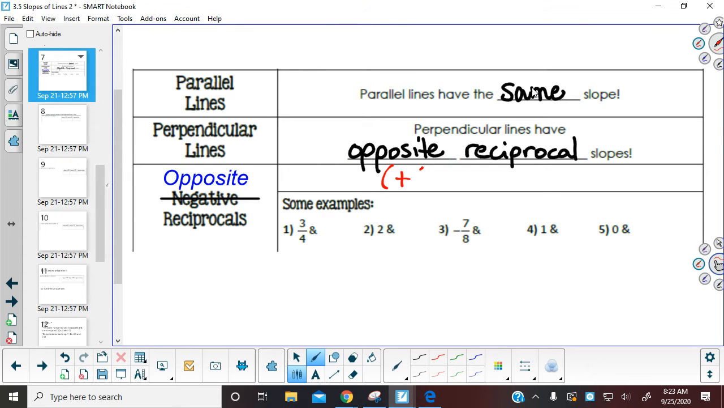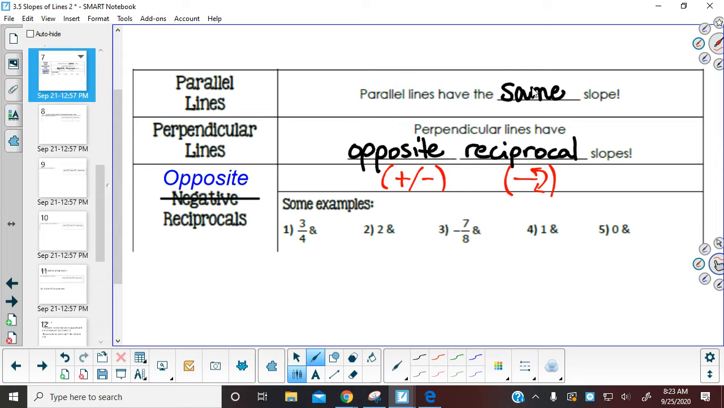For the opposite reciprocals, remember, opposite just means that you are going to change the sign. So if it was once positive, it becomes negative, or vice versa. And then the reciprocal means that you are flipping the fraction. So if you have a fraction, you are flipping the top and bottom. So for example, 2/3 would become 3/2, or 1/4 would become 4 because it's 4/1. So a reciprocal, you are just flipping that fraction.